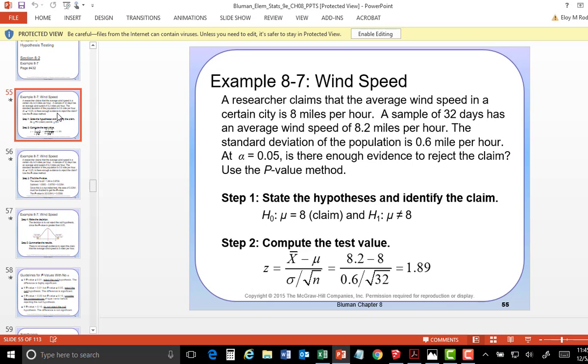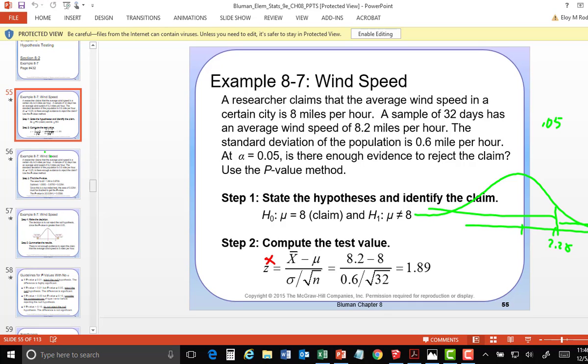Okay, so now we're going to use the p-value to find out whether we support or not. So the claim is equals 8, and the alternative is not. So it's two-tailed. And it tells us we want alpha as a significance level of 0.05. You see that? So I went straight into figuring out what? My test statistic, right? And I find that that's equal to 1.89. So if we take a look at that, and we find the area of this, let's go here.